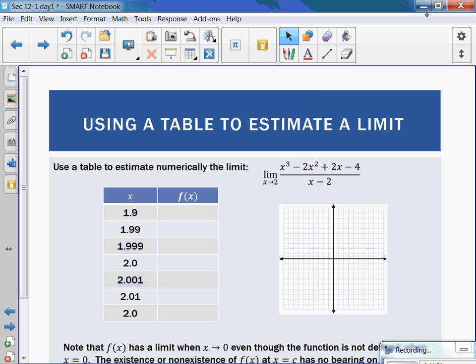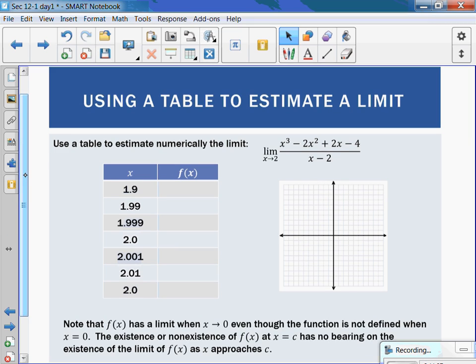Here, we want to evaluate the limit as x approaches 2 of this rational function. Can I use x equals 2 here? Again, I'd be dividing by 0. So, starting off with evaluating at 1.9.